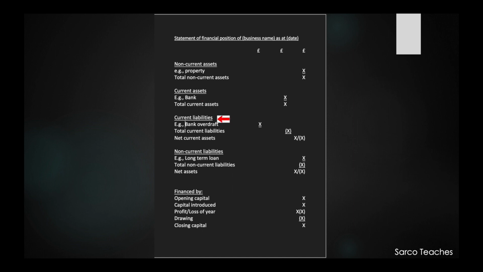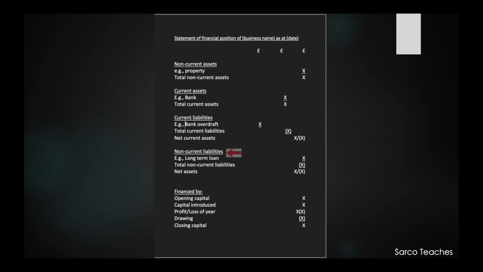Then we have current liabilities. You do the same for that. I've given an example, bank overdraft. Just for your information, you should never include bank overdraft and bank on the same statement of financial position. If you do have both of them, that means there's something wrong with your statement of financial position. Then we have net current assets. This is basically total current assets minus total current liabilities.